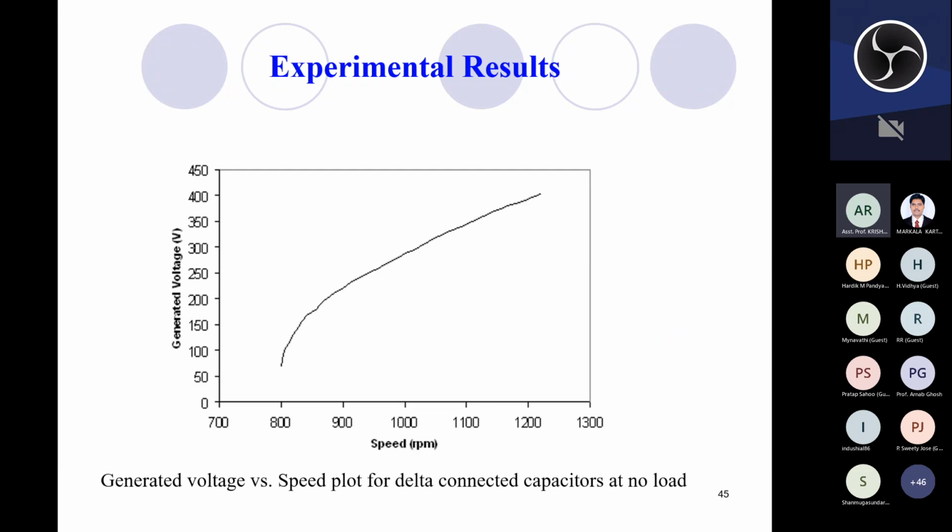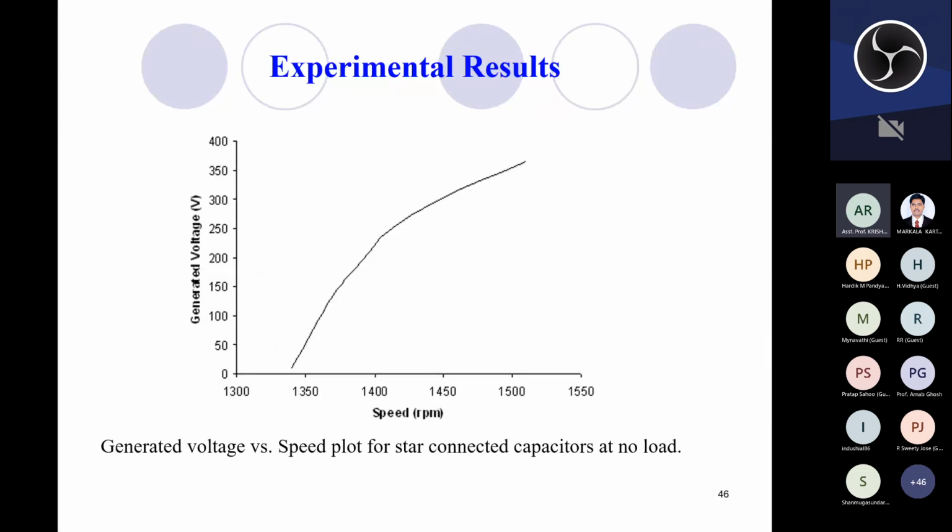So we can see when the capacitors are connected in delta, at around 800 rpm, the voltage build-up procedure initiates. But when the capacitors are connected in star, a higher speed is required. Why is this so? This is very simple. The machine which I have considered here, the stator is connected in star. So the effective capacitance across any two terminals in case of delta connected capacitors is higher than that of capacitors when connected in star. That is why a higher speed is required while the capacitors are connected in star.